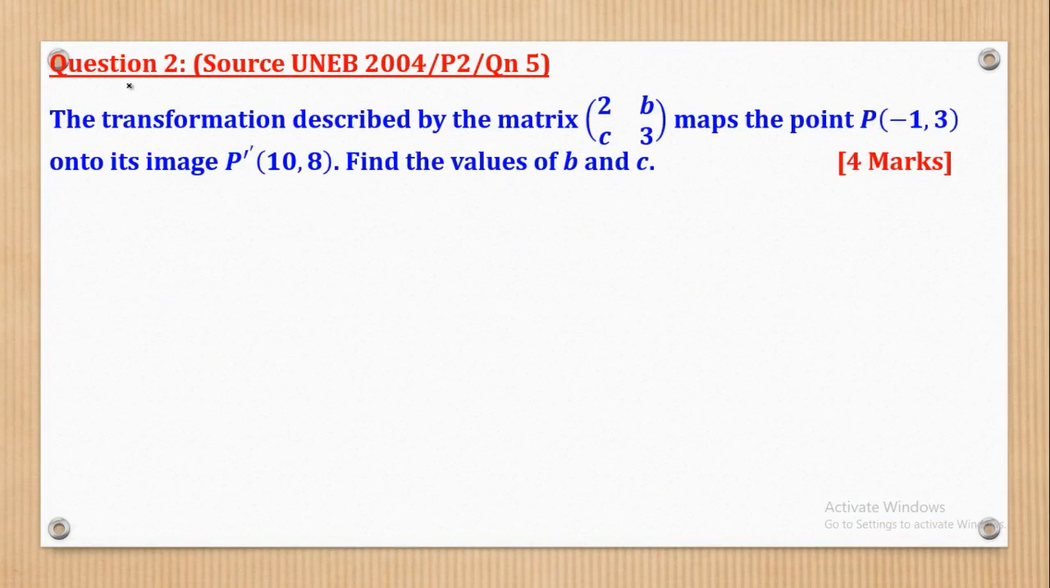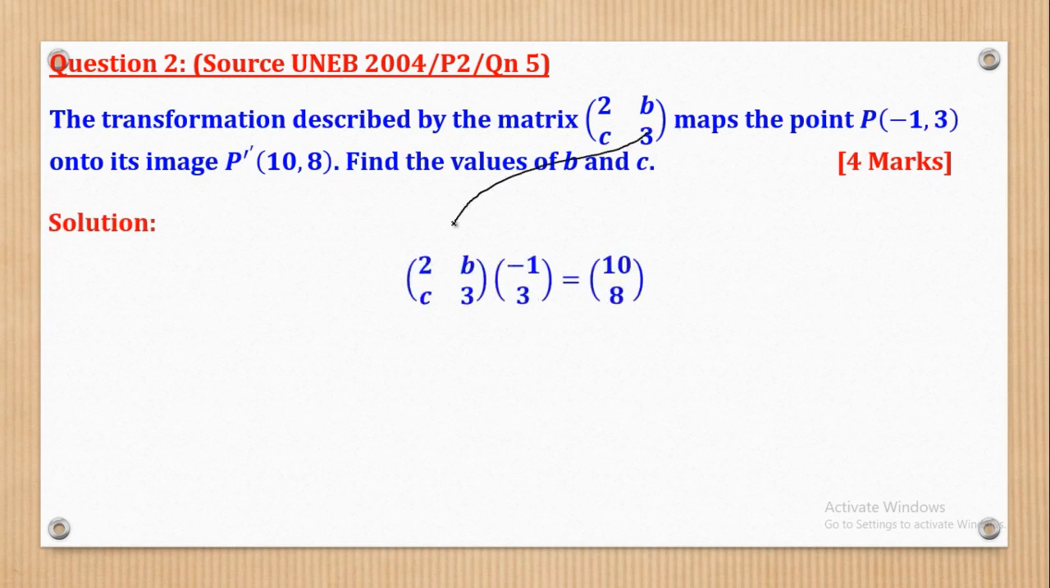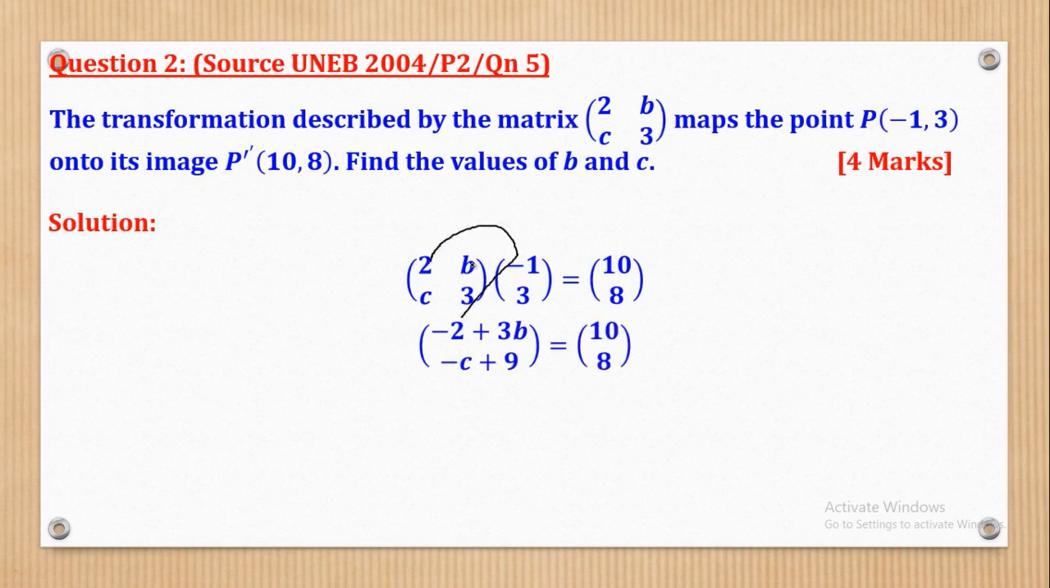Then question 2 came from UNEB 2004, paper 2, question 5, and says the transformation described by the matrix (2 b; c 3) maps the point (-1, 3) onto the image (10, 8). Find the values of b and c. Now here still we have to remember that image is equal to matrix of transformation multiplied by the object. Therefore this matrix multiplied by this object will give you this image. Then from there we shall multiply. So this times this gives you negative 2, and this times this gives you 3b. Then also this times this gives you negative c, and this times this gives you 9.